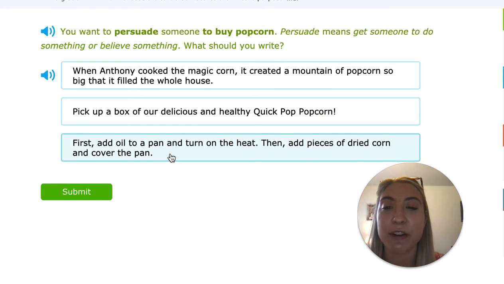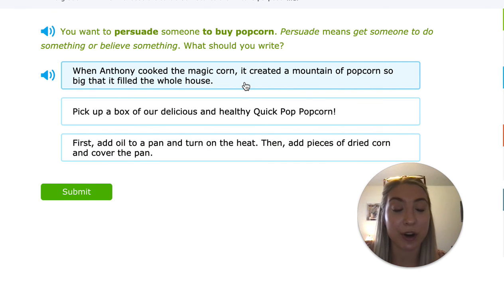And then the last one, first add oil to a pan and turn on heat. Then add pieces of dried corn and cover the pan. Again, this is giving us instructions to make popcorn. So this would be to inform because it's telling us how to do it. This would be to entertain because it's kind of like a story. It's very interesting. I would like to keep reading.